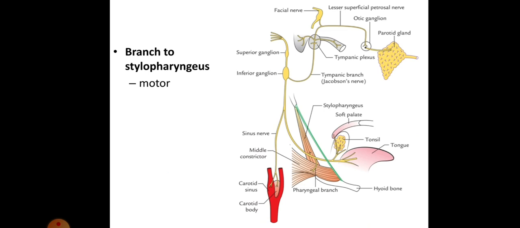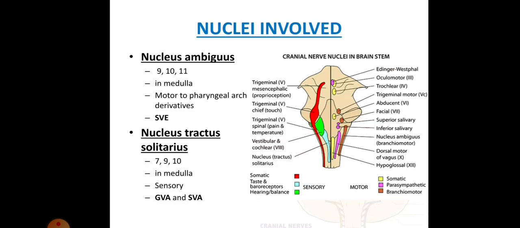The next branch is to the stylopharyngeus. So this is a muscle derived from the pharyngeal arch. This is a branch which is called the branchiomotor branch. So the component is special visceral afferent. Remember, always the branchiomotor comes under special visceral afferent.